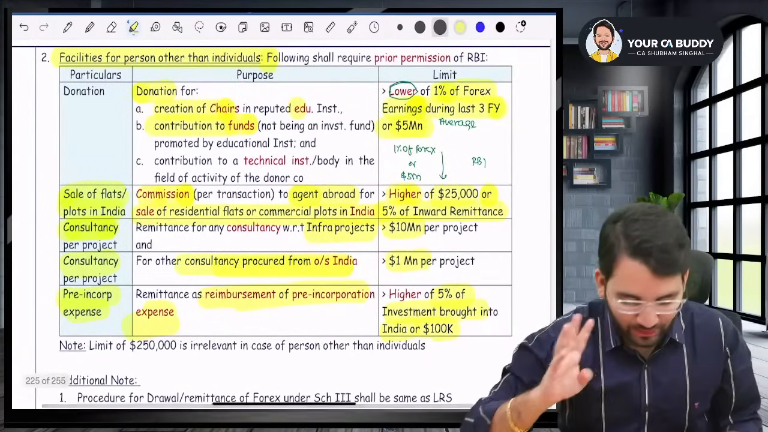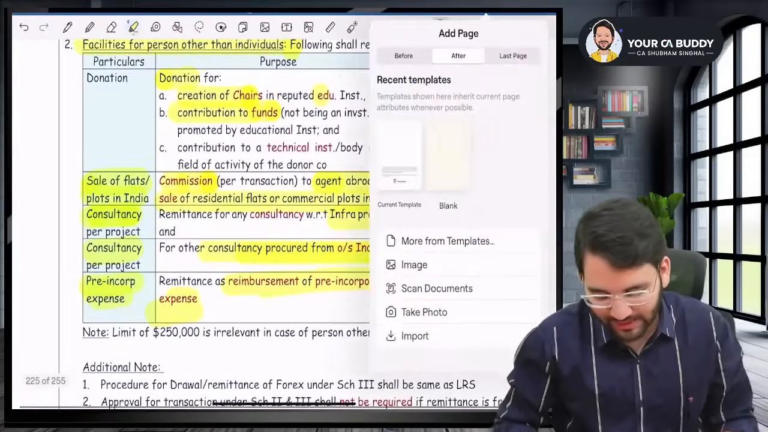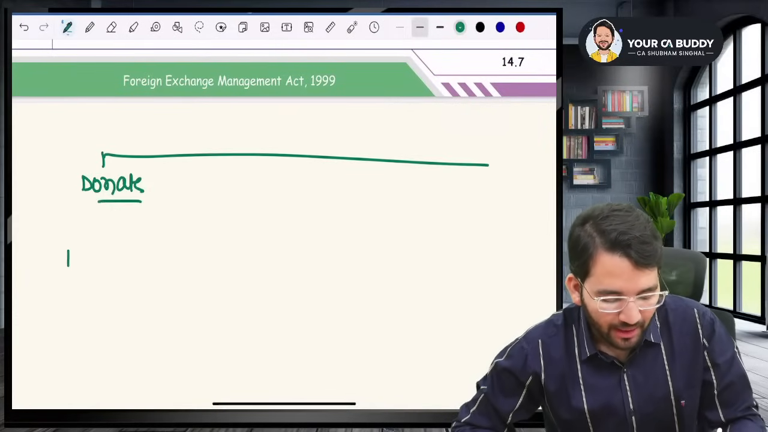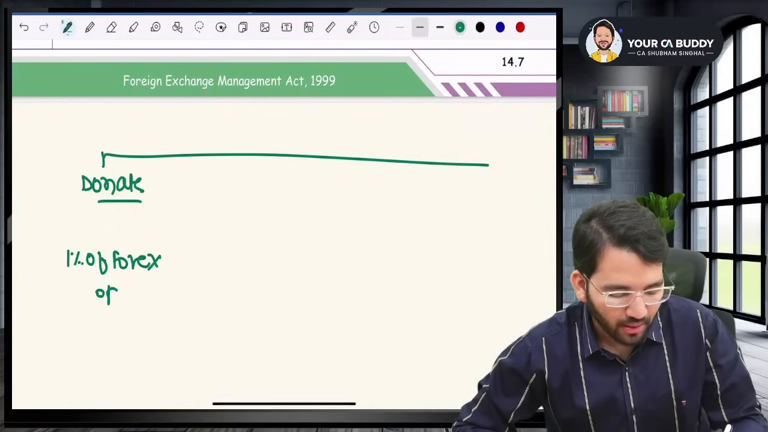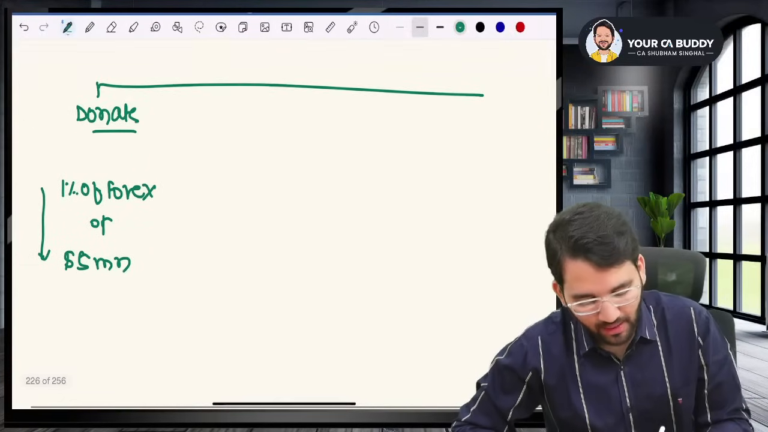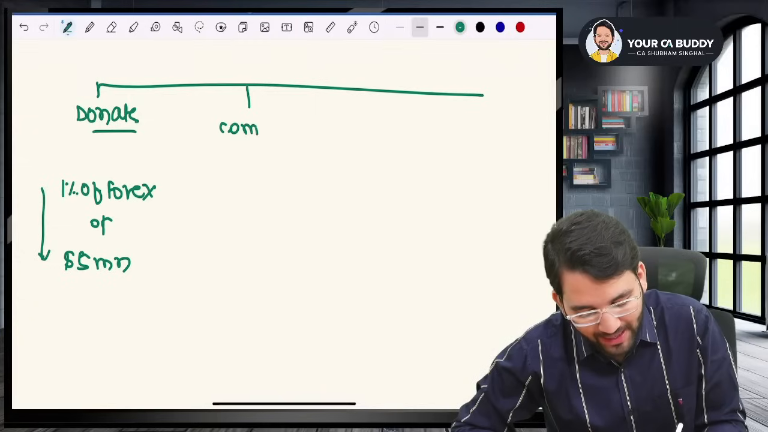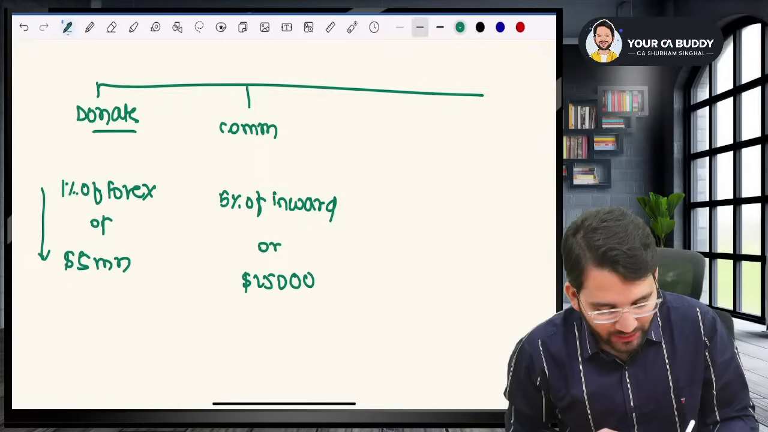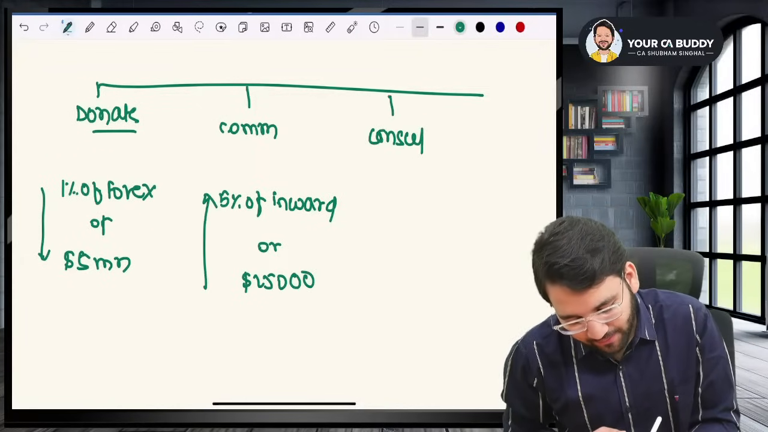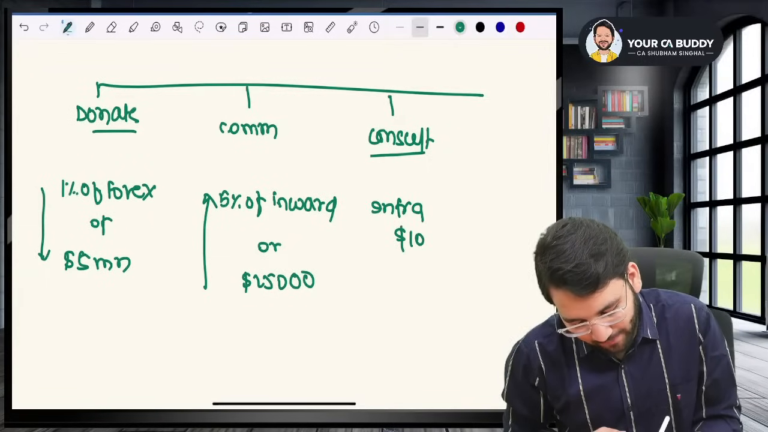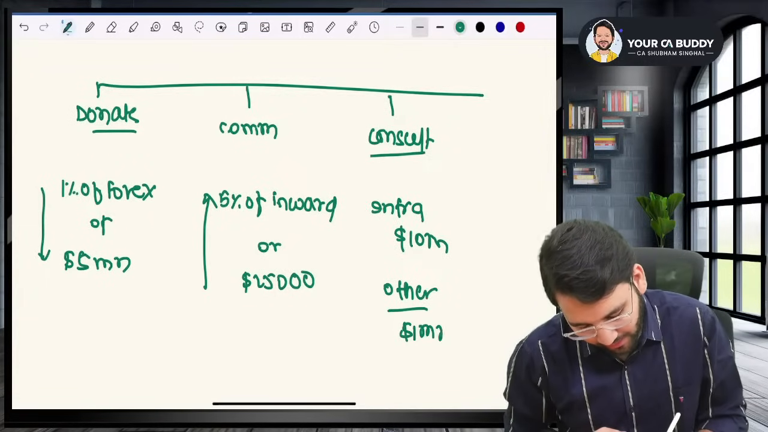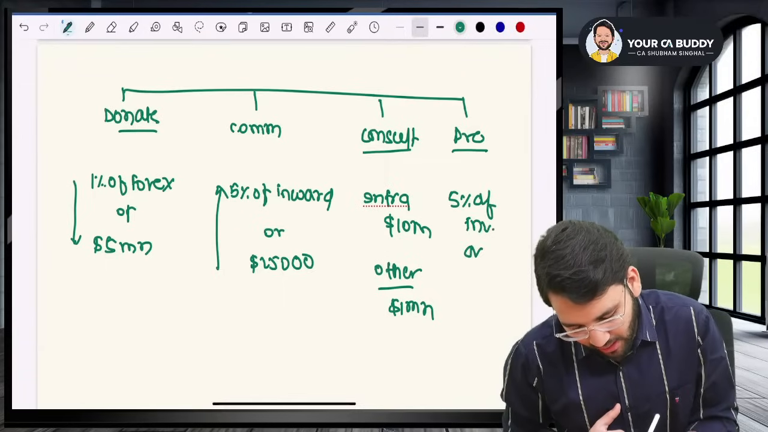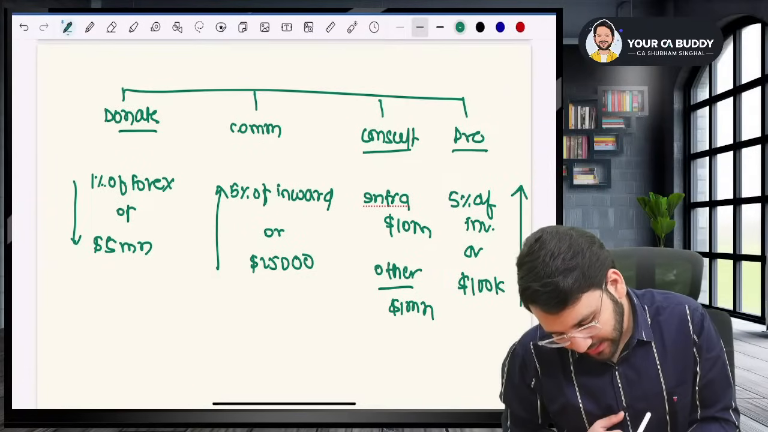So you see there are four limits. I'll summarize it for you. Look at the screen. Sir, if you want to donate outside India, it is 1% of your forex earning or $5 million, whichever is lower. If you are paying any commission, it is 5% of inward remittance or $25,000, whichever is higher. Sir, if you are talking about consultancy, for infrastructure, it is $10 million. For other, it is $1 million. And when you talk about pre-incorporation expense, 5% of investment that you brought into India or $100K, whichever is higher. This is how you figure out the limit.